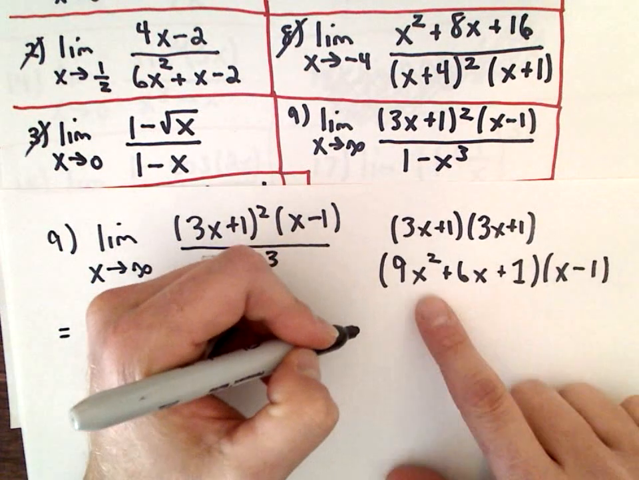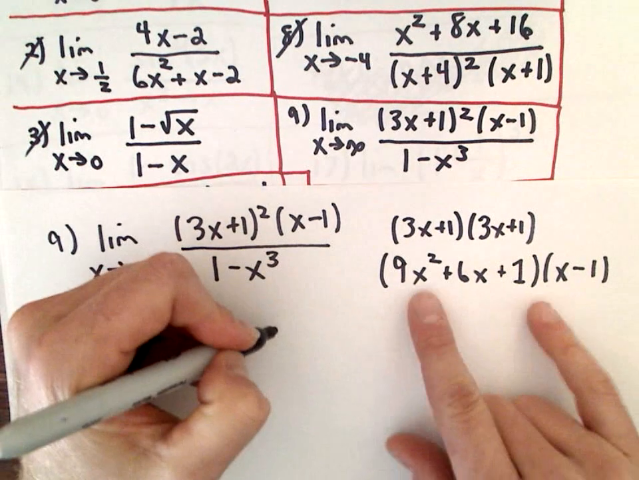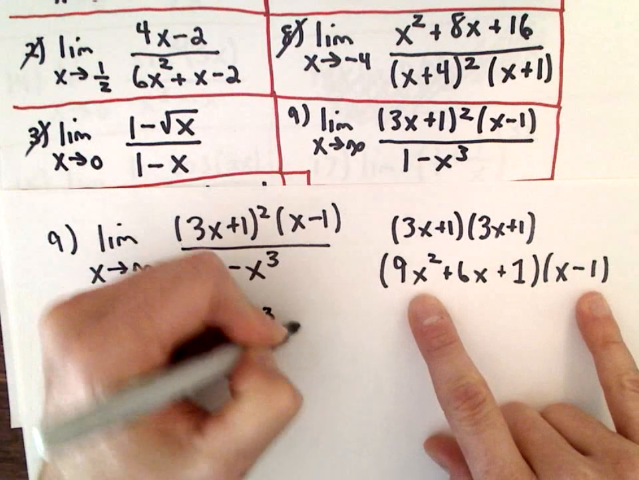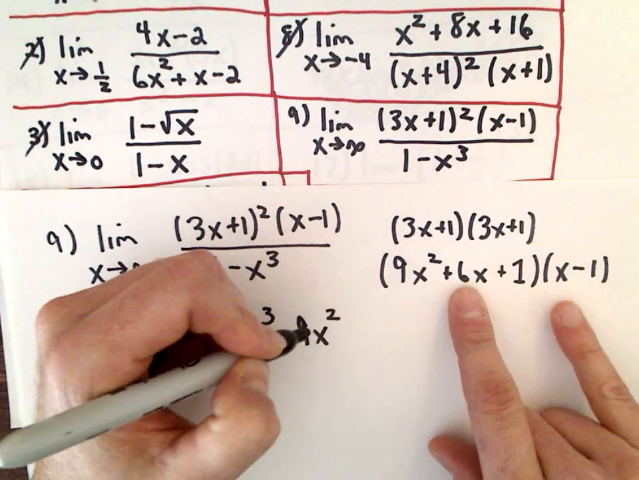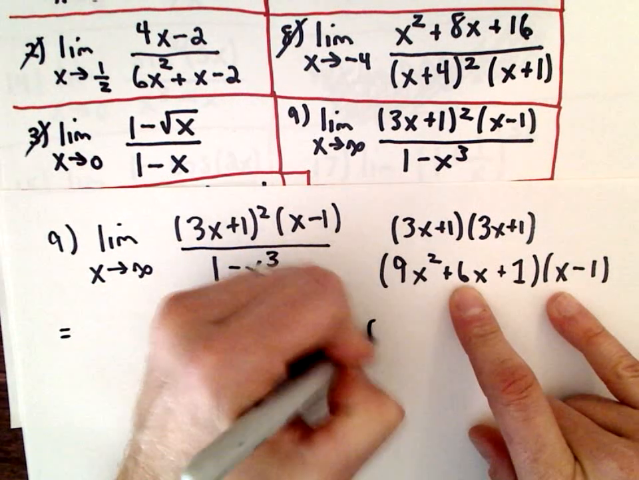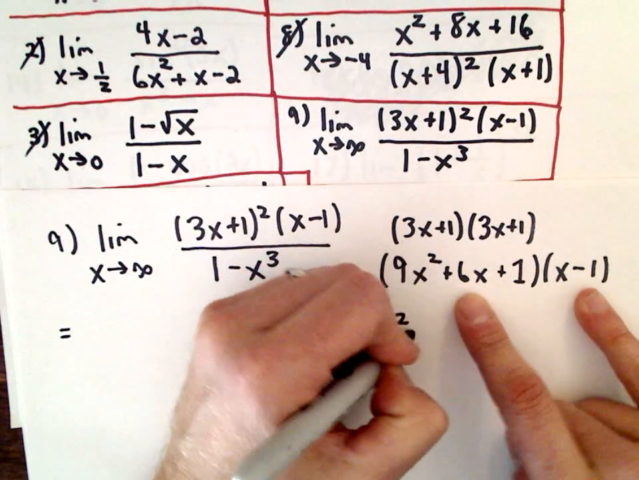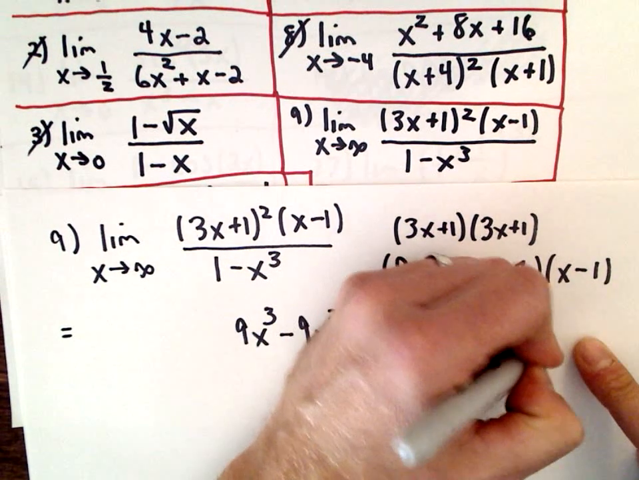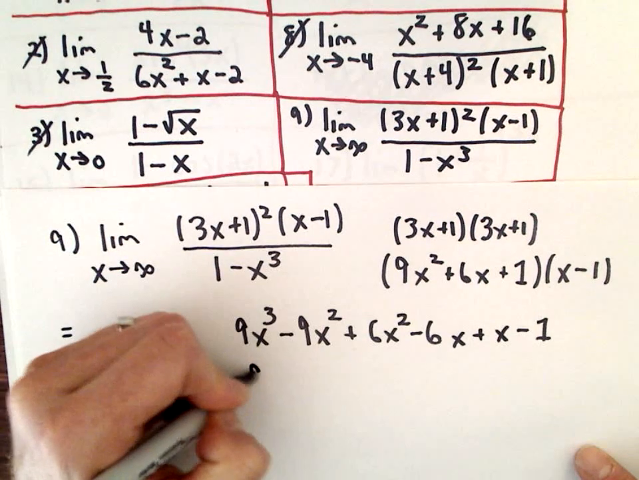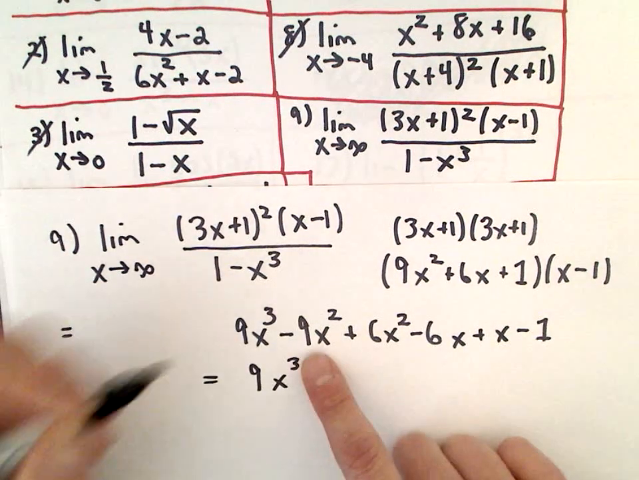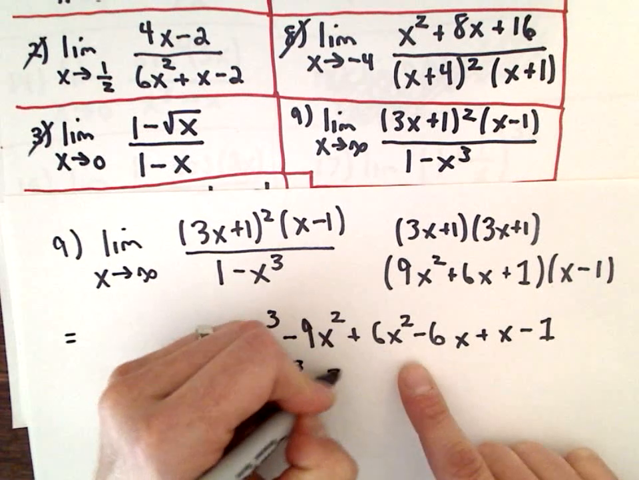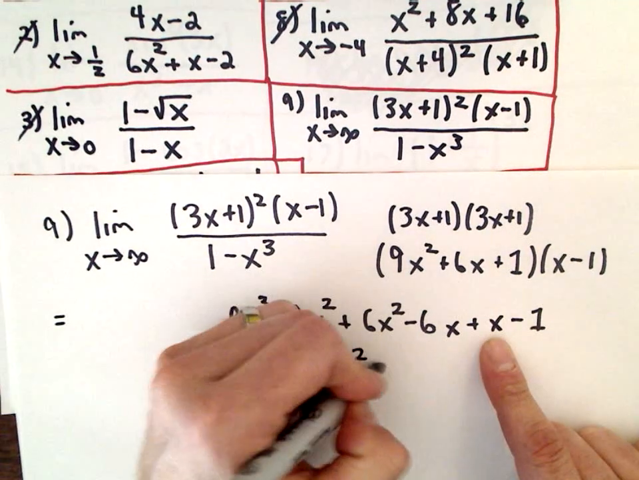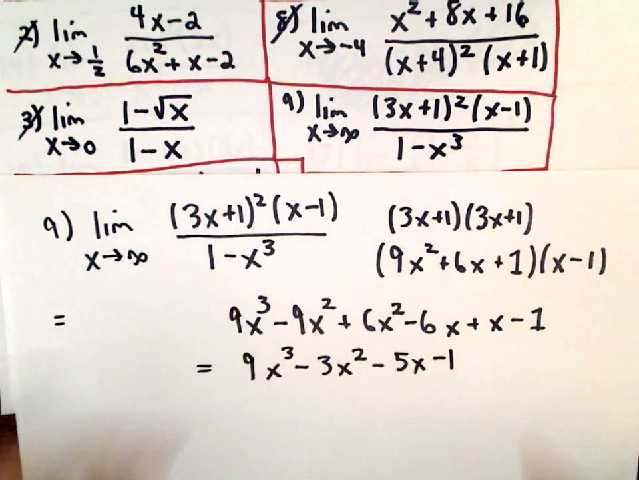So if I multiply that by x minus 1, I would get, well, let's see, 9x to the third minus 9x squared, and then 6x multiplied by x, that'll be positive 6x squared. I would get negative 6x. Then I would have positive x, and then I'd have negative 1. So let's combine. This is 9x to the third. I guess we'll have a negative 3x squared. Negative 6x plus x is negative 5x minus 1.